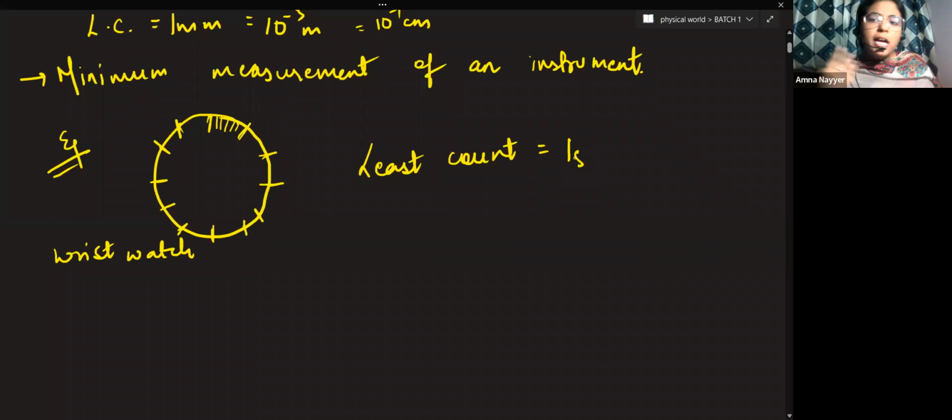There are various clocks which have different least counts, which can measure milliseconds as well. So 1 millisecond becomes the least count of that particular clock. This was just a random example that I've taken. If this clock had been measuring 1 millisecond as well, then that 1 millisecond would have been its least count. So the device that I was telling you, which you have not seen till now, Vernier Calipers.